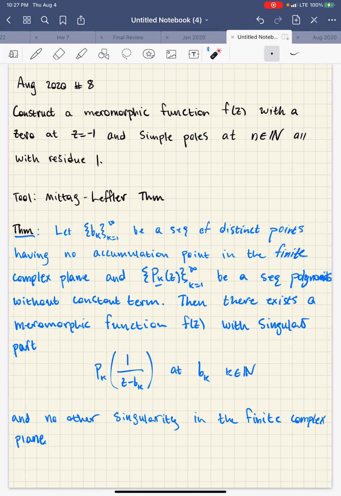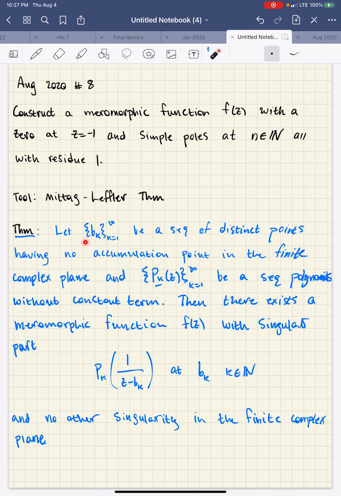Alright, so we're going to look at August 2020, number 8. This problem asks us to construct a meromorphic function f of z with a 0 at z equals -1 and simple poles at all the natural numbers with residue 1. So the main tool here is the Mittag-Leffler theorem. So let's just read through this.